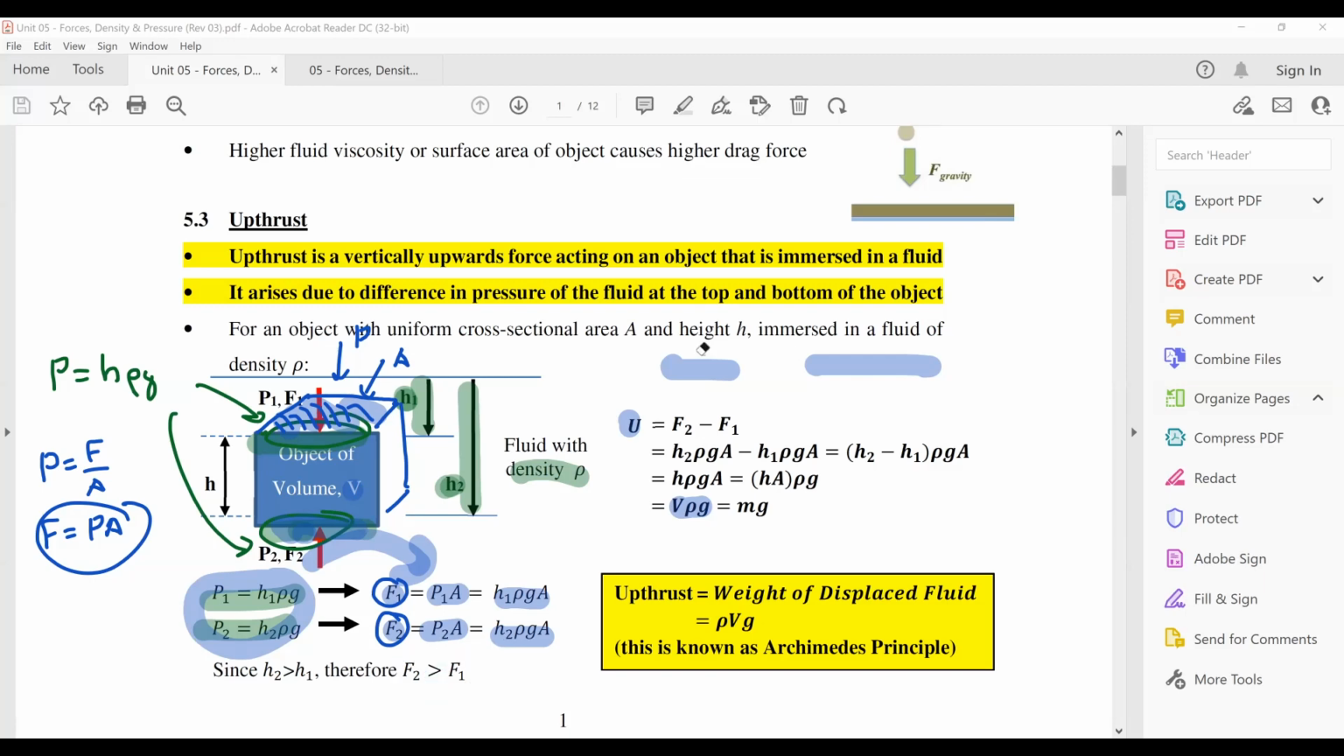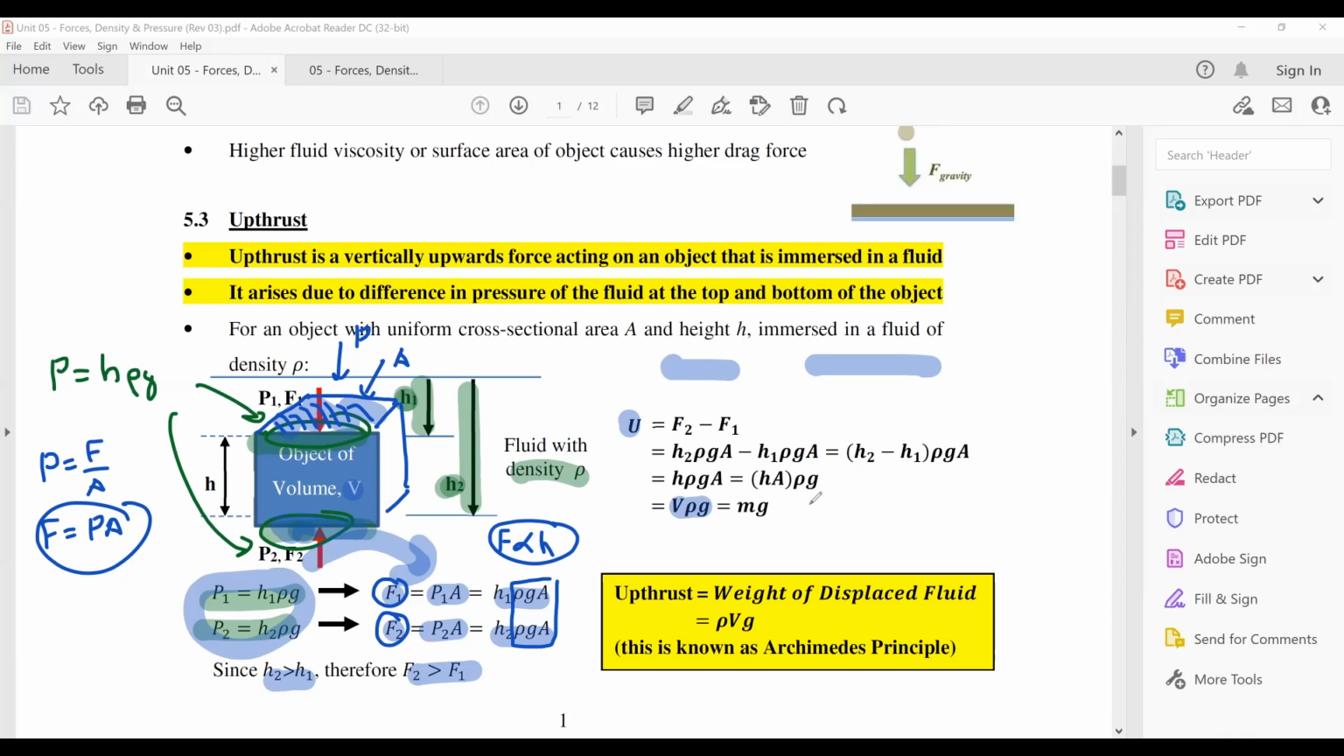Simply because H2 is more than H1. Because we want to make a comparison between the two forces, rho, g and A are actually the same. So F is directly proportional to H. The larger the H, the larger the force. So since H2 is larger, F2 is larger.